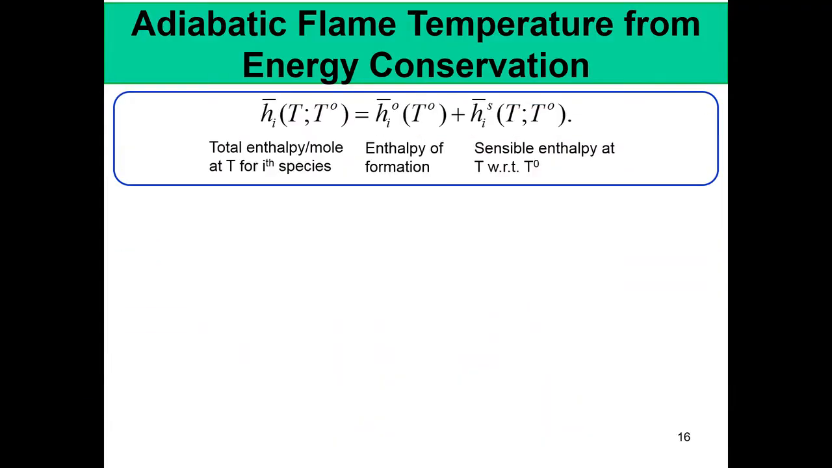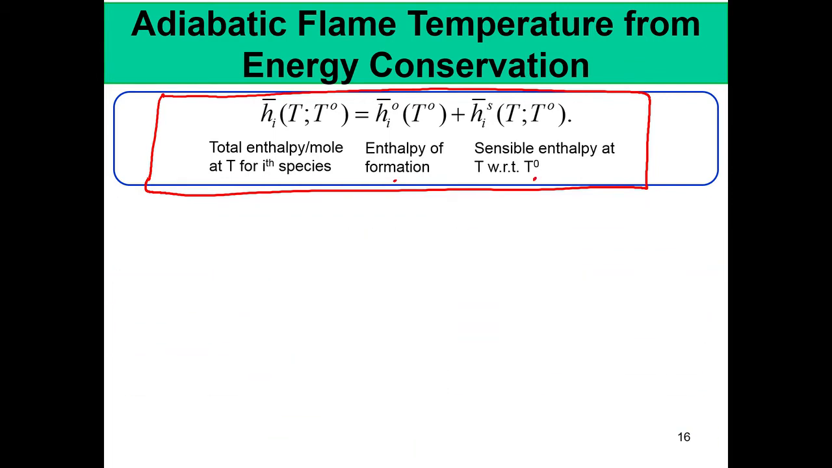Now, how do you obtain adiabatic flame temperature from energy conservation? Adiabatic flame temperature is the temperature which we will see is essentially the temperature of the equilibrium products. Now, the total enthalpy, this is a very important definition. The total enthalpy at a given temperature T per mole for an ith species, which can be anything, methane, oxygen, water, CO2, etc., is essentially the sum of two things, the enthalpy of formation and the sensible enthalpy.